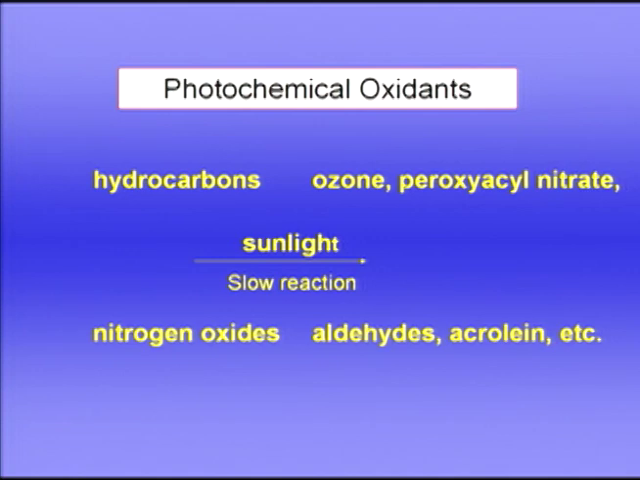Now, one of the pollutants not mentioned there, but very important, are the photochemical oxidants. Those are formed when hydrocarbons and nitrogen oxides are acted upon by sunlight, high activity, and in a slow reaction, they result in a number of very unpleasant substances, including ozone, peroxyacyl nitrate, aldehydes, acrolein, and so on. And these are the components of smog.